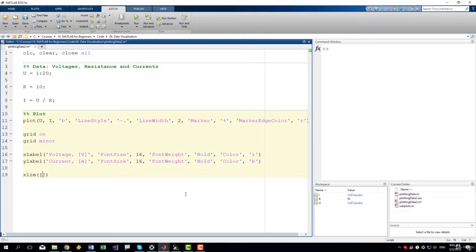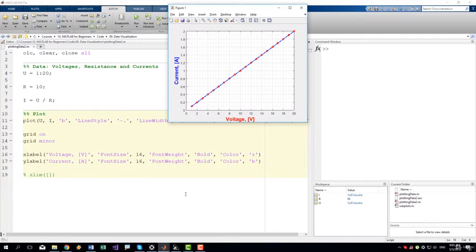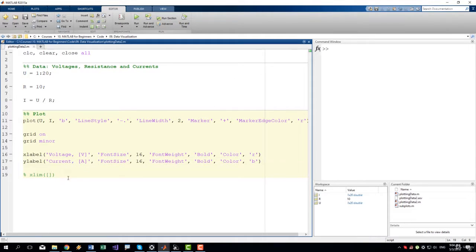that needs two values. Now I'm going to comment it, run the code, and you can see that our maximum value, our endpoint on our graph is crossing at x equals 20, voltage equals 20, and current equals 2. So we can make our x limit from 0 to 21, and we can make our y limit from 0 to, let's say, 2.5.